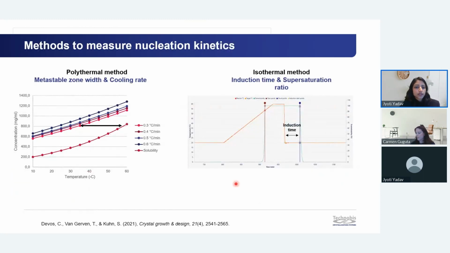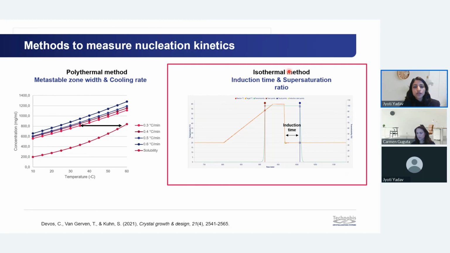Then there are two methods to determine the nucleation kinetics experimentally. First is the polythermal method and second is the isothermal method. The polythermal method relates the metastable zone width with cooling rates. You determine the metastable zone width experimentally at different cooling rates. Then using different models, you can determine the nucleation kinetics or nucleation parameters. Whereas the isothermal method relates the induction time with the supersaturation ratio. Crystal16 uses the isothermal method to determine the nucleation kinetics or nucleation rate.